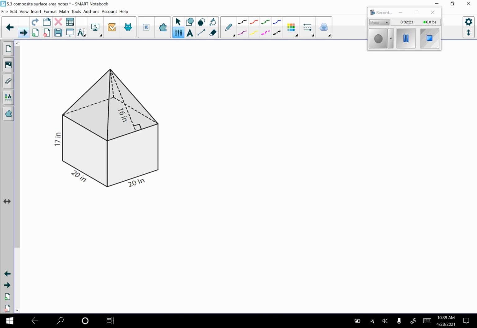First thing we need to note here is that for the pyramid, the sides are going to be the same as the prism, so they're 20 by 20. This side here is also 20. And then the slant height of our pyramid is 16, so that's our L, slant height. Let's go ahead and calculate the surface area for that pyramid. For the pyramid, it's 1/2 P times L plus big B.